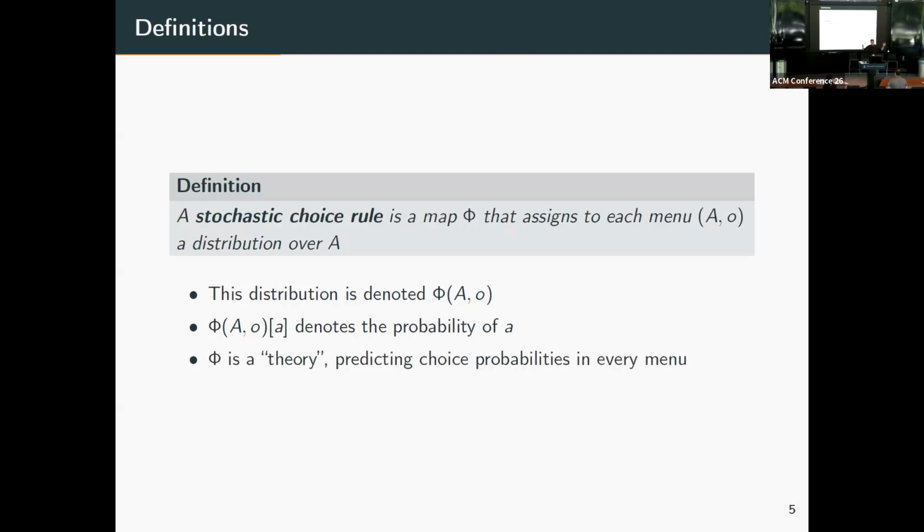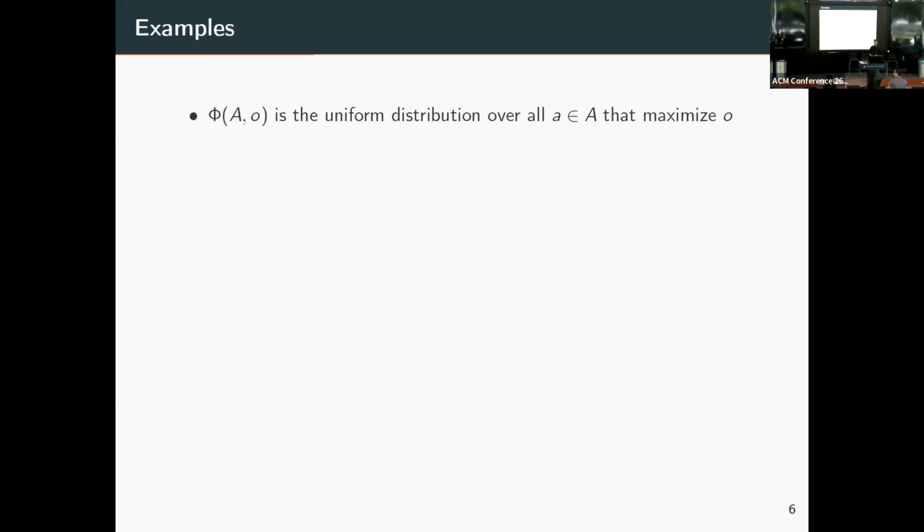So we can think of phi as a certain theory predicting or describing our individual's behavior in every possible menu. So just to give you some examples, you can think of the following stochastic choice rules. A rule that for each menu outputs the uniform distribution over all actions that have maximal outcomes.